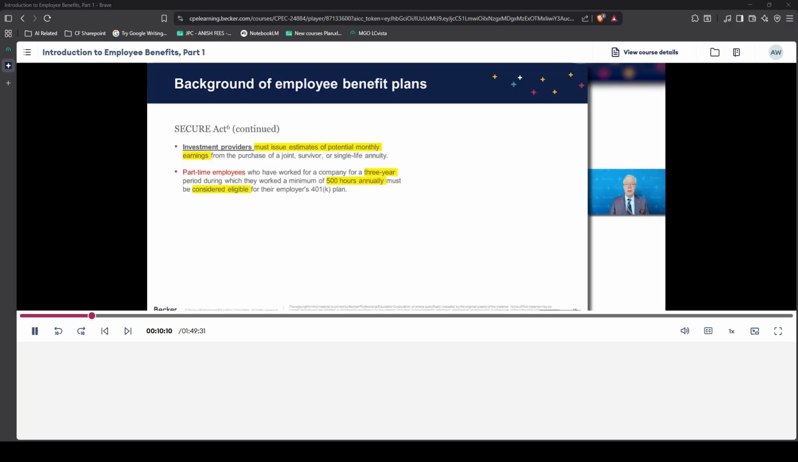Now, investment providers must issue estimates of potential monthly earnings from the purchase of joint, survivor, or single life annuities. Remember, an annuity is where you give a lump sum and then you automatically have a guaranteed monthly amount for the duration of your life.